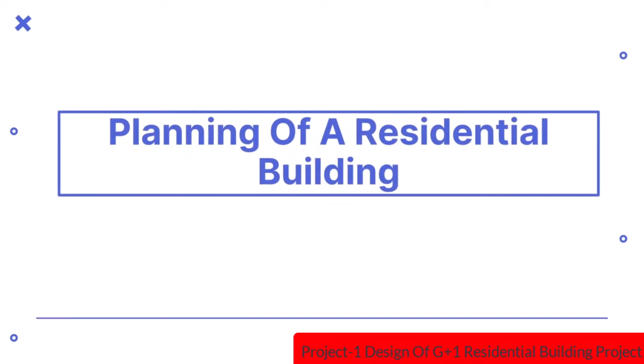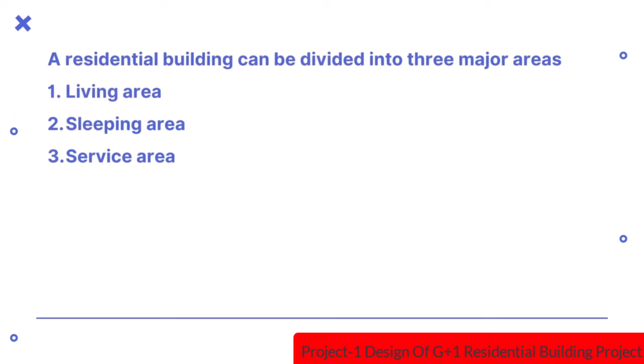In this video, we will learn about planning of a residential building. A residential building can be divided into three major areas, that are living area, sleeping area, and service area. The service area includes kitchen, dining room, bath, and WC.